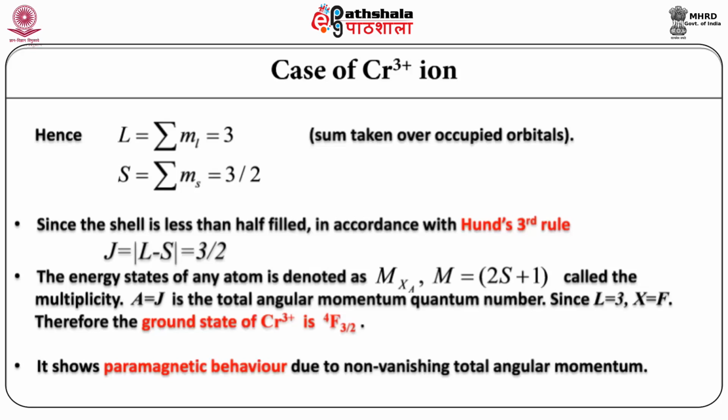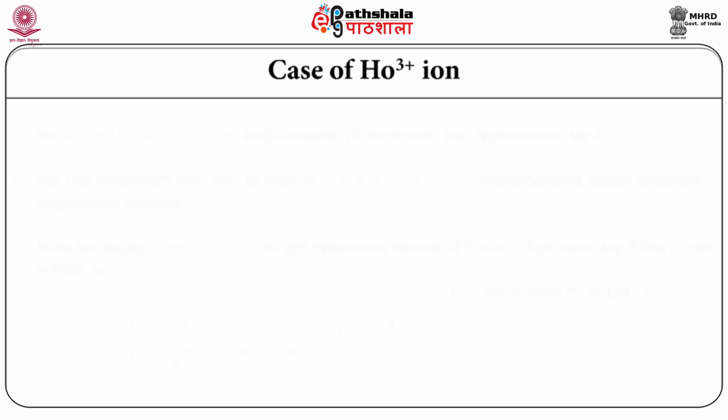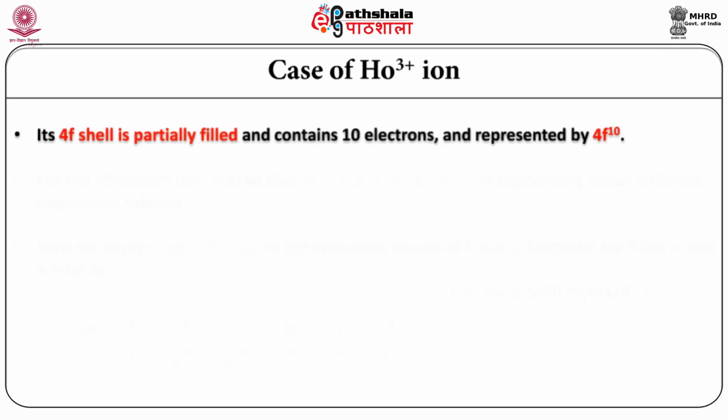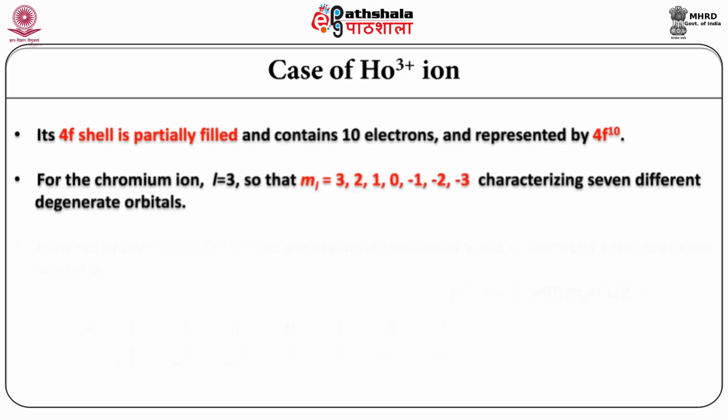Now, consider the case of the Ho3 plus ion. Its 4f shell is partially filled and contains 10 electrons, represented by 4f10. Also remember that this is the electronic configuration of the incomplete shell. For the shell, l is equal to 3, hence the filling of electrons in orbitals is as follows. But remember that each time you have l, you should also write down m_l. So, I have written down here m_l is equal to 3, 2, 1, 0, -1, -2 and -3, characterizing the 7 different degenerate orbitals.